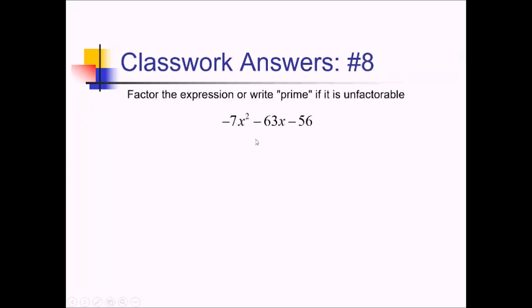For this problem, this looks nasty. We have a negative a value, certainly not 1. Let me start by seeing if I can at least take out a common factor to make this easier before I go to the AC method. So we've got 7, 63, and 56. Those are all divisible by 7. So let me take out a negative 7 from all this. That'll leave me with x squared plus 9x plus 8.